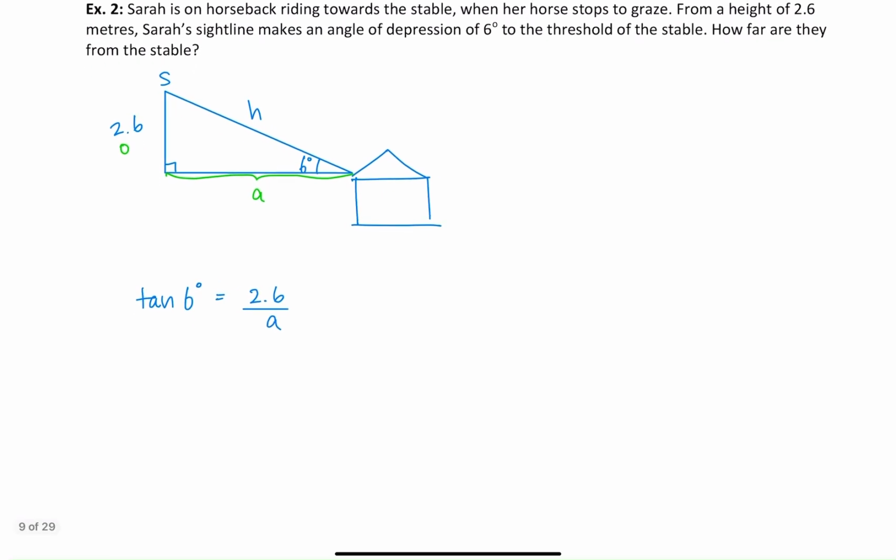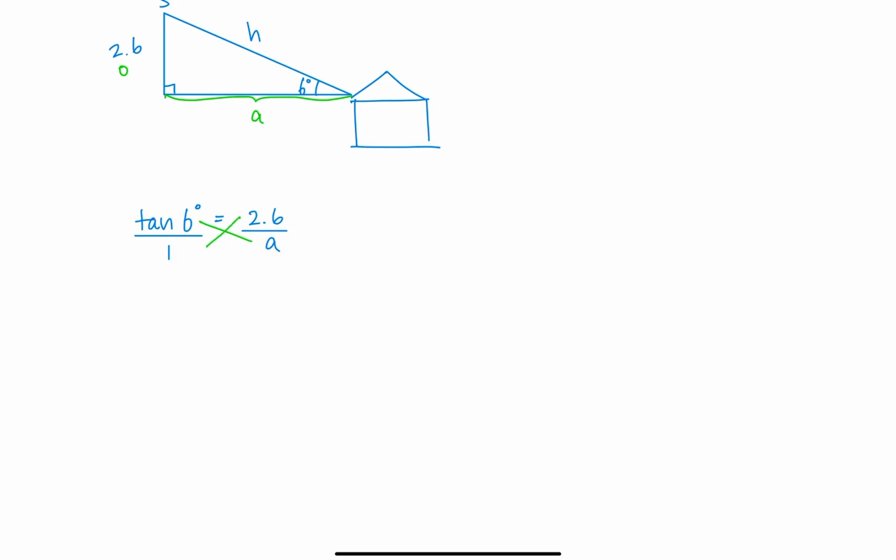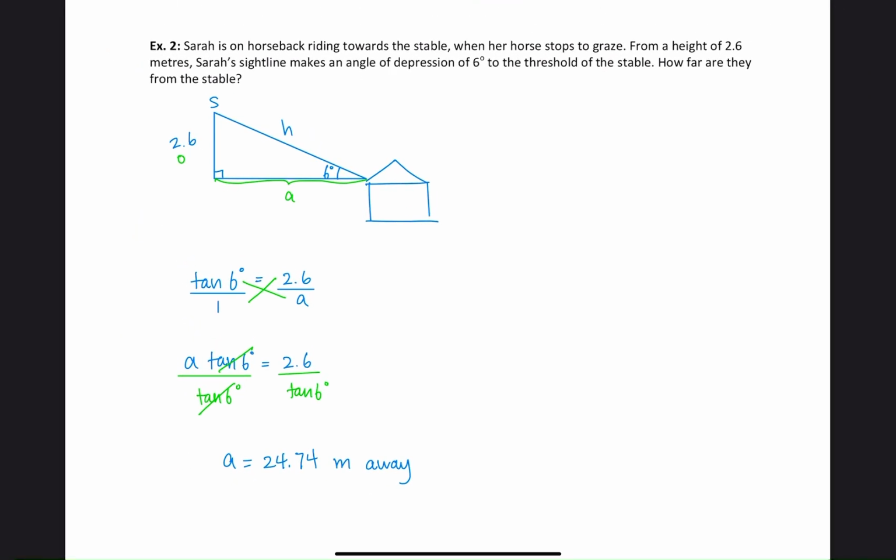So we can turn this tan into a fraction, and we can cross multiply like so, and we'll get tan 6 times A, so A times tan of 6 degrees is equal to 2.6. And then let's divide both sides by tan of 6 degrees. We get A is equal to 24.74 meters away. And that's how far Sarah is from the stable.